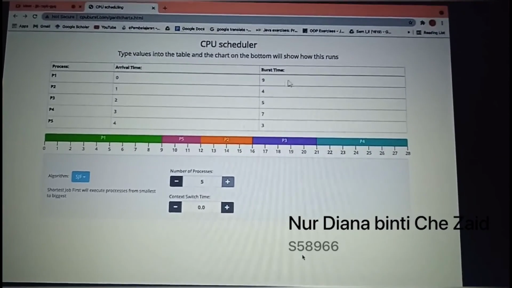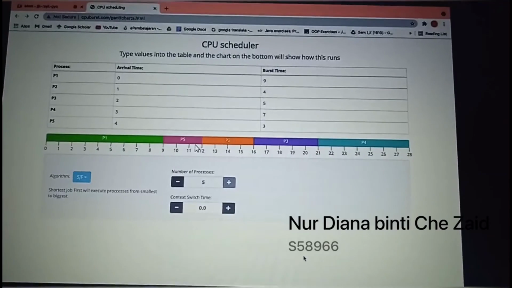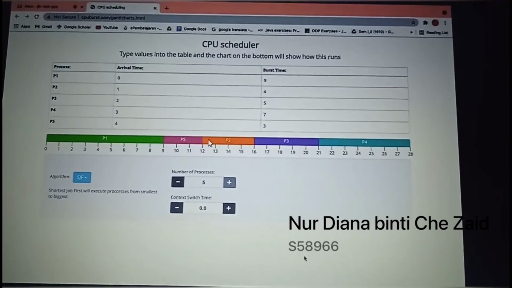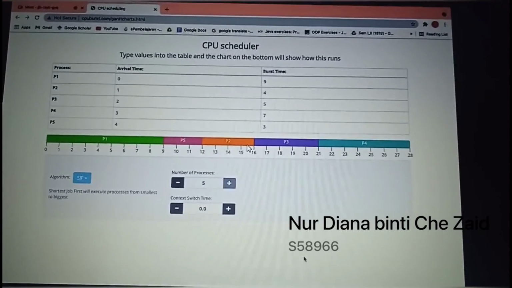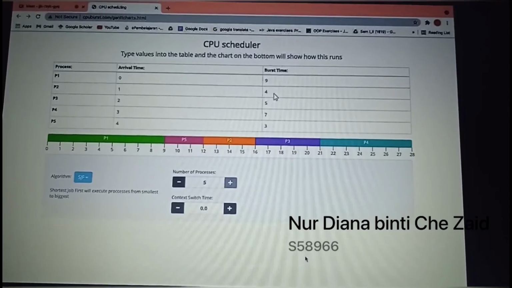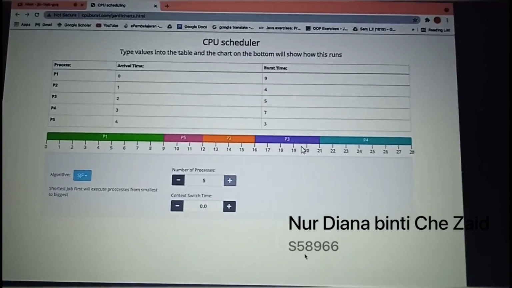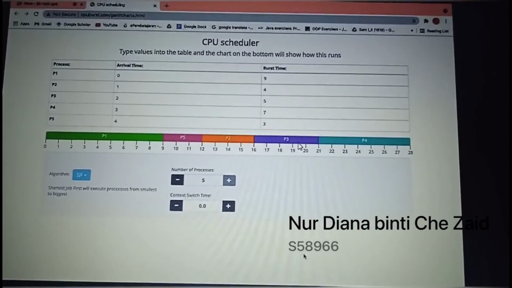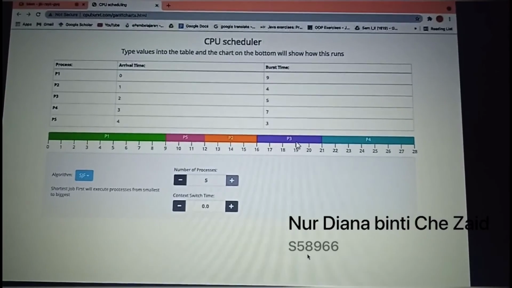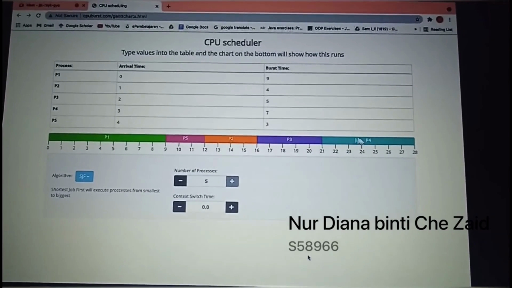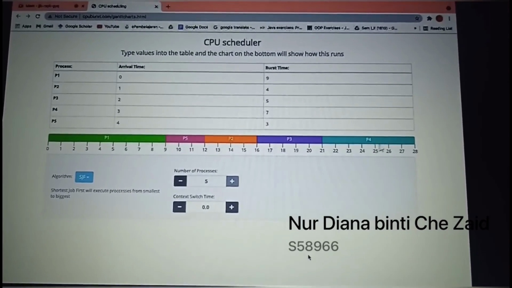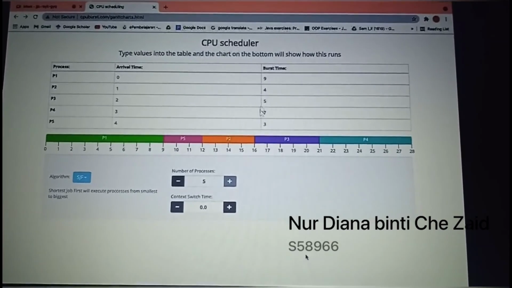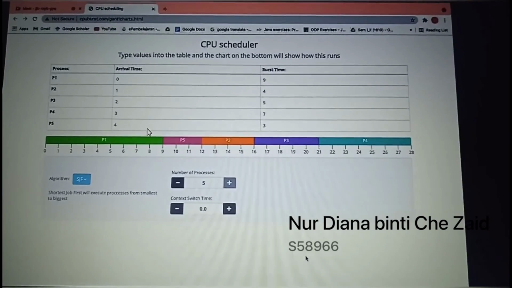Here is the Gantt chart of mine. The first to be executed is P1 with a burst time of 9. Next is P5 with a burst time of 3. Next is burst time 4, which is P2. And next is burst time 5, which is P3. And the last one is burst time of 7, which is P4.